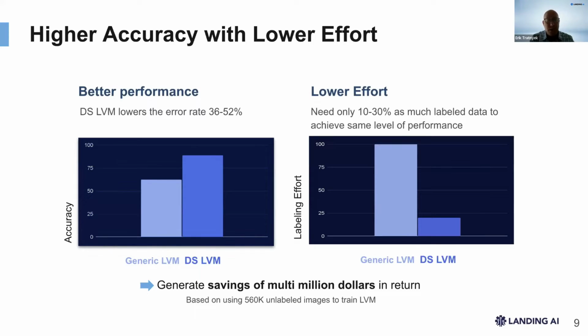But as a result, any of the downstream use cases that leverage the LVM will perform much better. They'll converge much faster, and they'll reduce the amount of effort required for creating labels. And often that labeling effort means subject matter expertise, and people have very busy days. So as a result, it generates significant savings, often orders of magnitude greater than the investment in the LVM, especially if you start to consider multiple use cases.